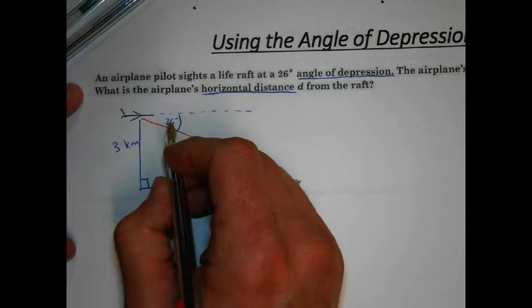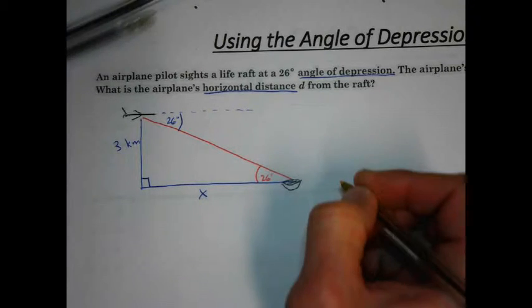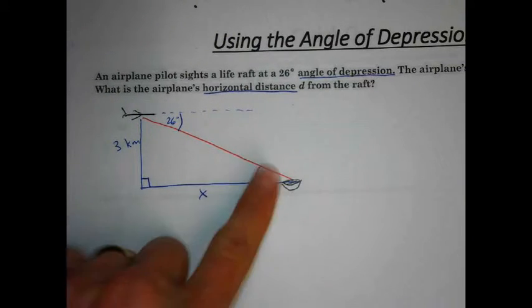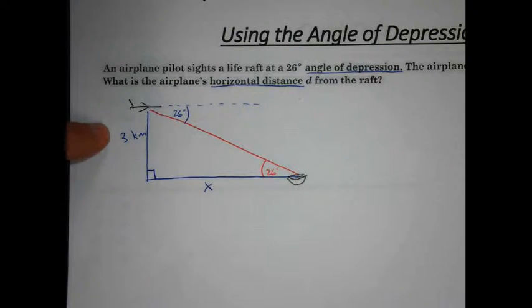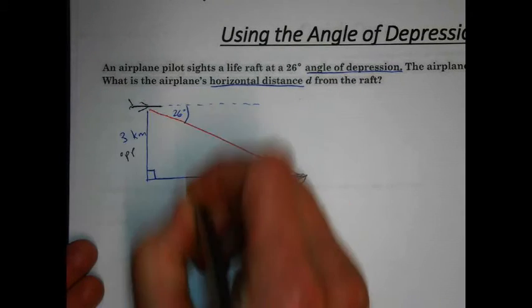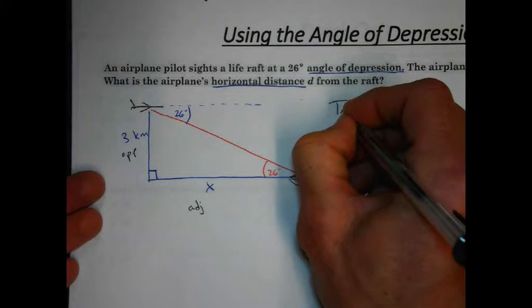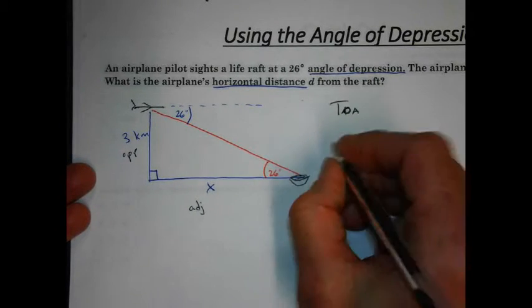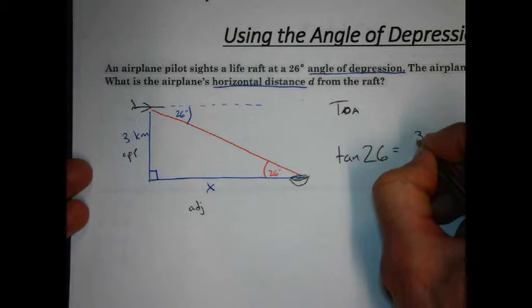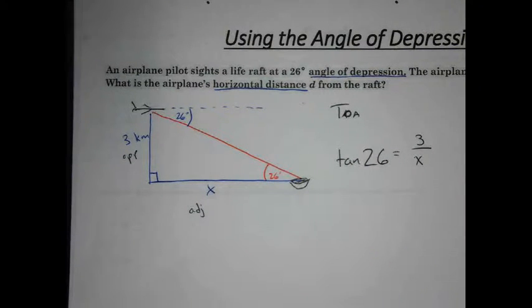Now, if our 26-degree angle is our angle of depression, that means from the life raft to the plane is also 26 degrees. And now we have our perspective angle. We have the 3 kilometers is opposite, and what we're looking for is adjacent. That, of course, is our tangent function. Tangent is the opposite over the adjacent. And so we'll be looking at the tangent of 26, and that would be 3 kilometers over what we're looking for. And so that is the equation.